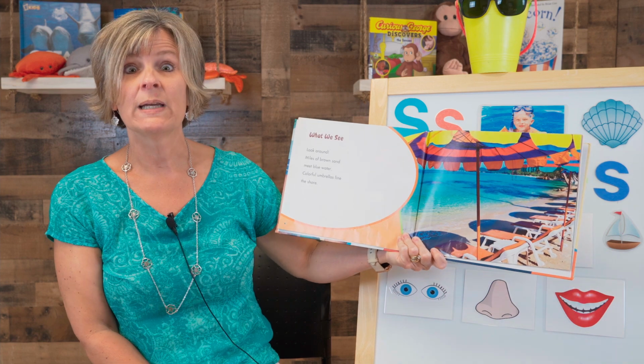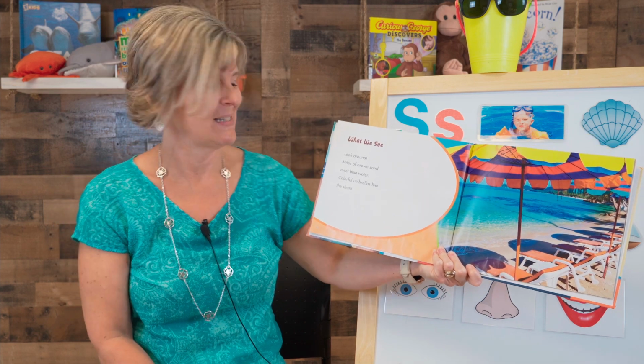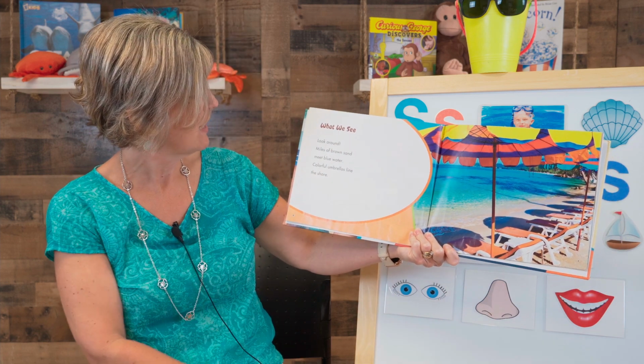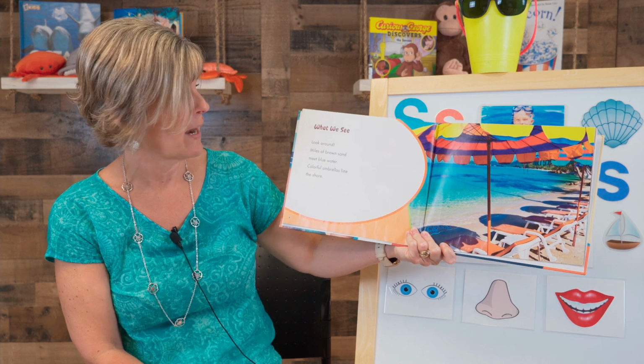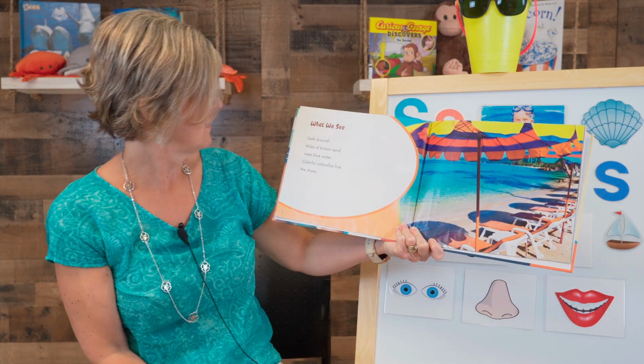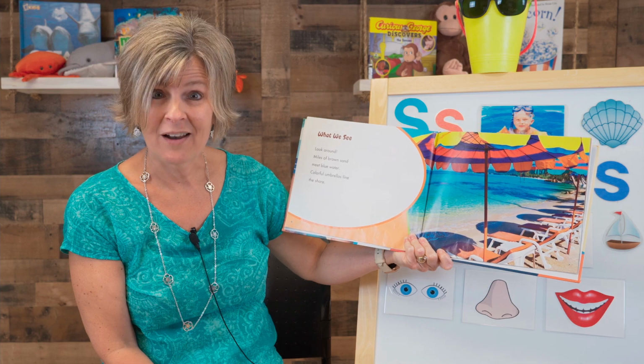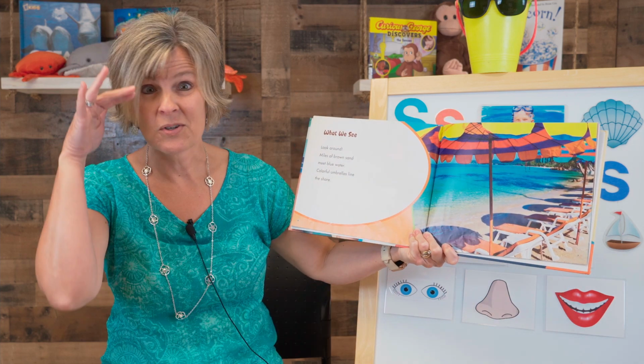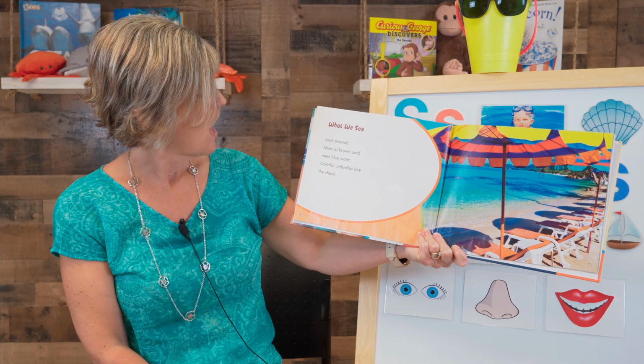All right, what we see. What are some things that you would see at the beach? Look all around. Miles of brown sand. Do you see the sand? And how about the blue water? Do you see that? That's all we're seeing, all of that with our eyes.